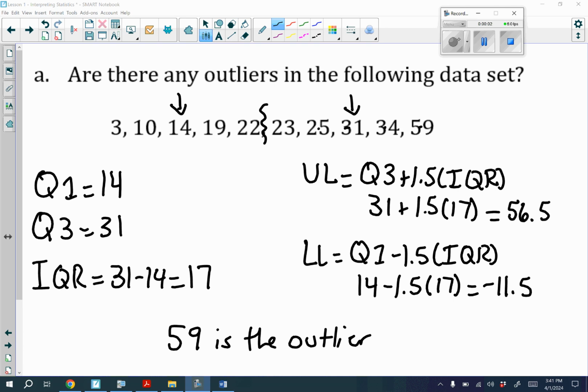Hey guys, so here is part 2 of the lesson 1 notes. So we just talked about how to find outliers using your upper and lower limits. Okay, so now let's answer the rest of the questions here.